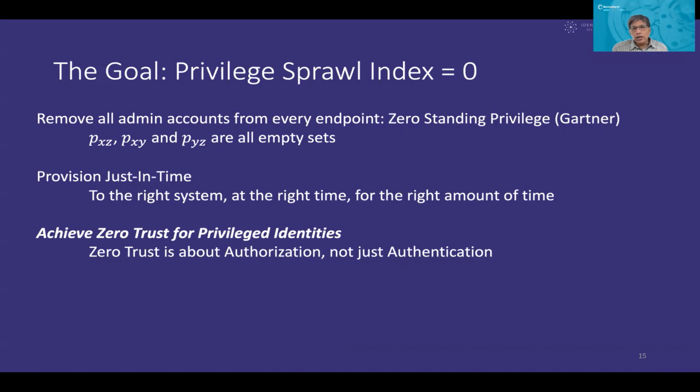So now, how do you manage the system? You provision just in time. So you provision an account to the right system at the right time for the right amount of time, and then you take it away and you go back to zero standing privilege. And if you do that, right, only that one system is potentially open to being compromised. And even if it got compromised, that particular account doesn't exist anywhere else.